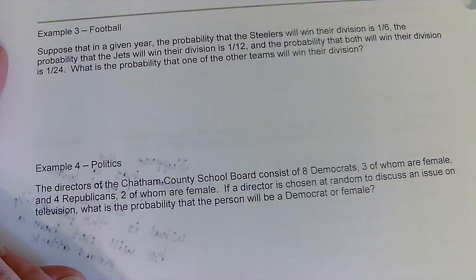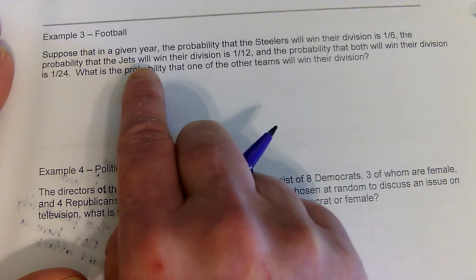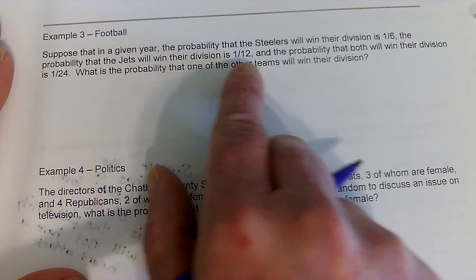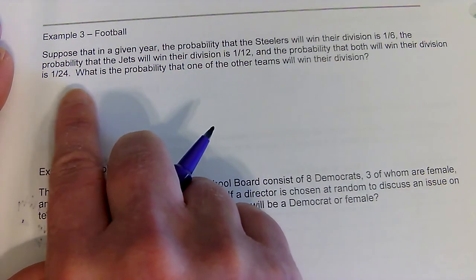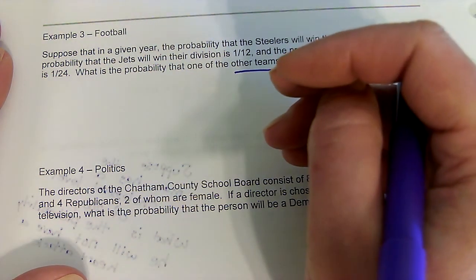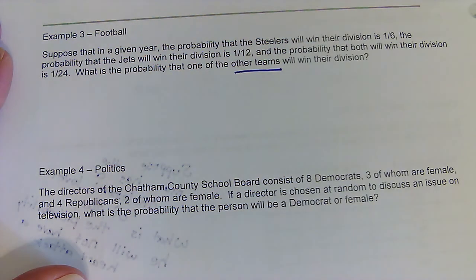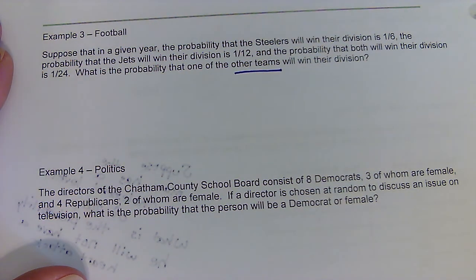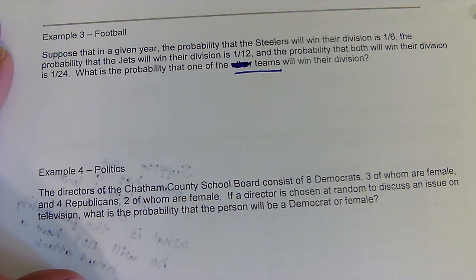So suppose that in a given year, the probability that the Steelers will win their division is 1 in 6. And the probability that the Jets will win their division is 1 out of 12. And the probability they both will win their division is 1 out of 24. What is the probability that one of the teams will win? So first off, we've got to find the probability. This should just say one of these teams. I'm sorry. One of the teams will win their division.